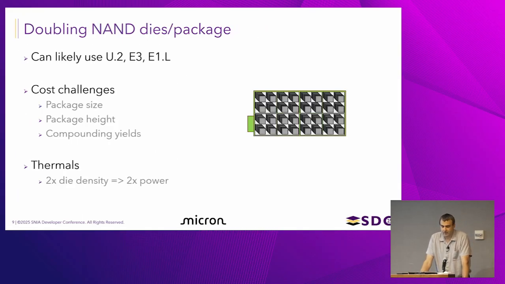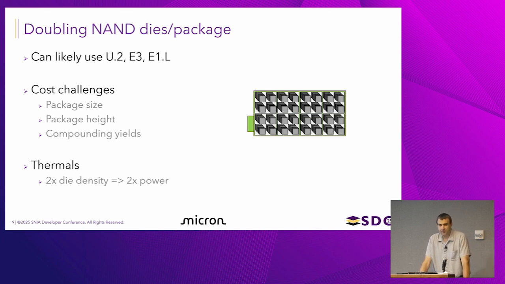So looking at these different options, let's look at doubling NAND dies per package. You could use this in U.2, E3.1L, et cetera, but there are challenges. There are cost challenges. One of the challenges is putting more dies in a package is not easy. It's not cheap. You will have yield fallout. You will have other manufacturing problems. That's a cost problem at the end of the day.